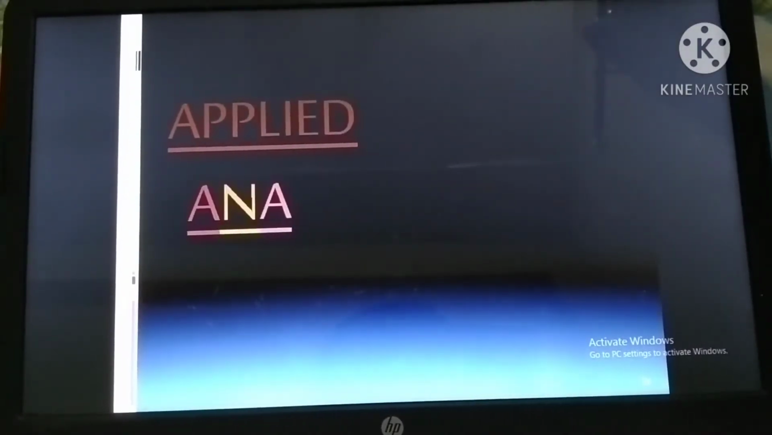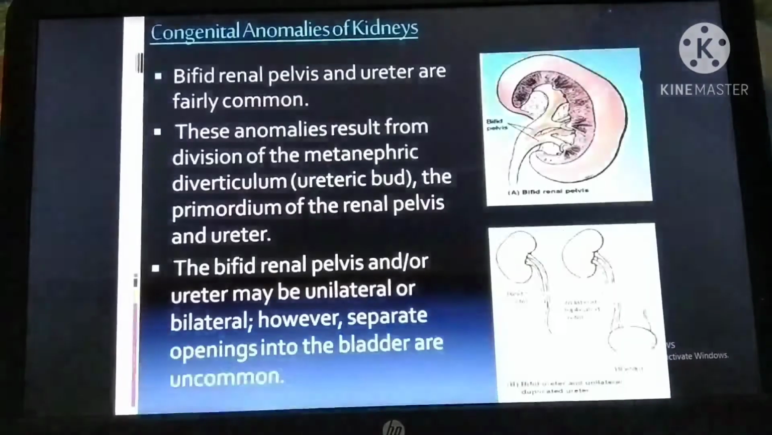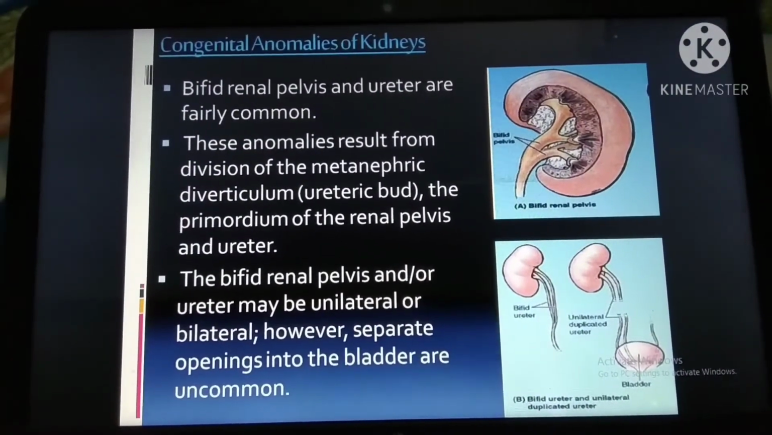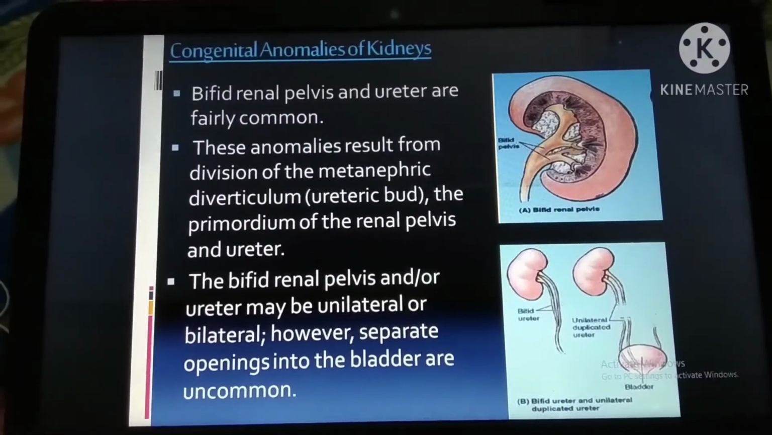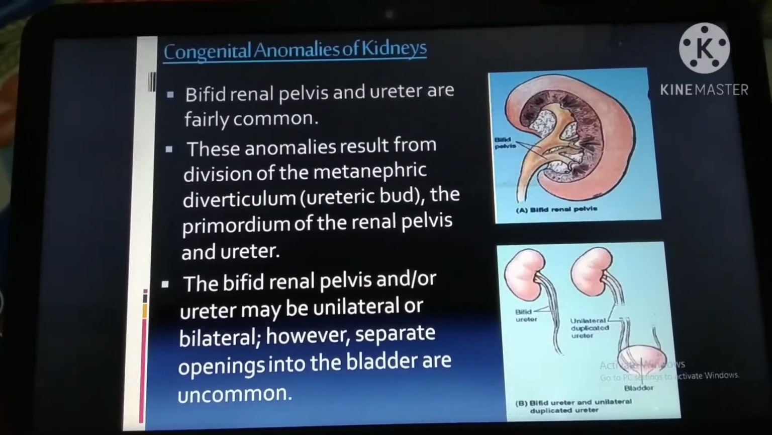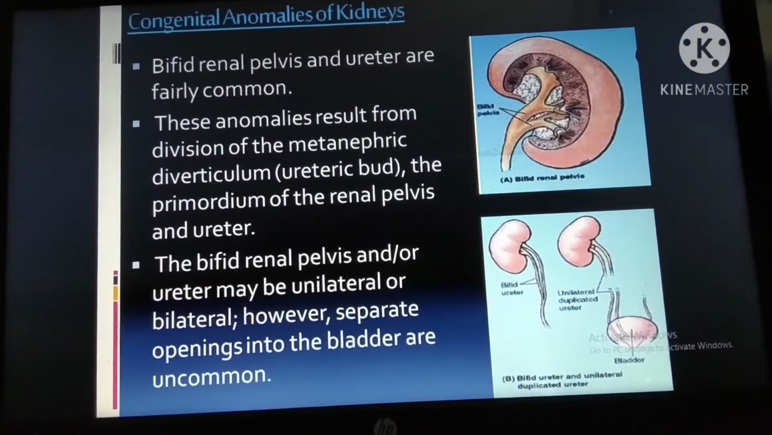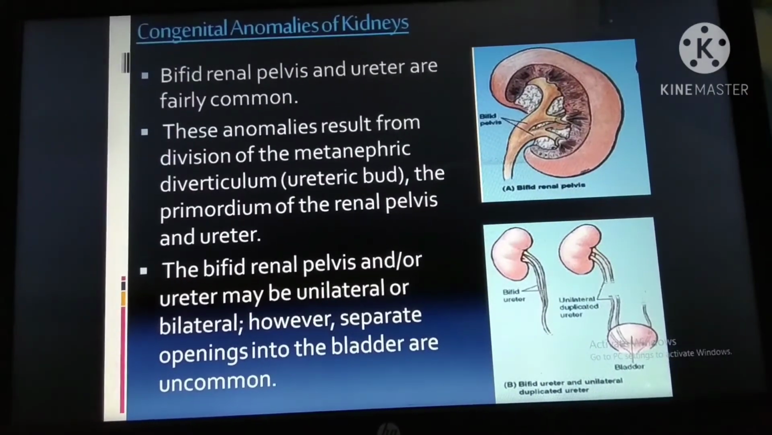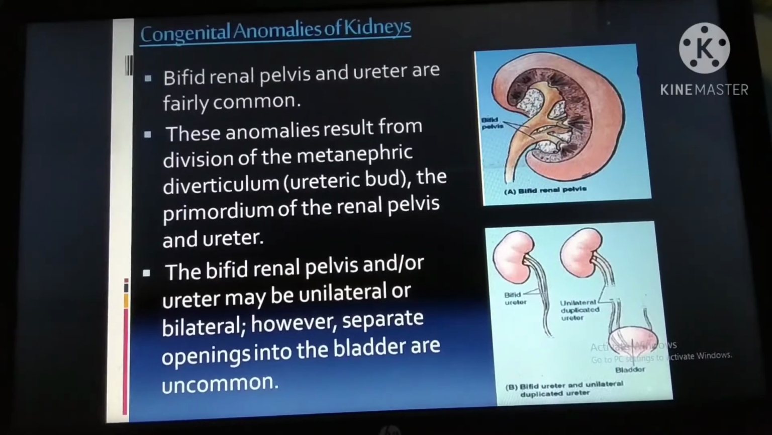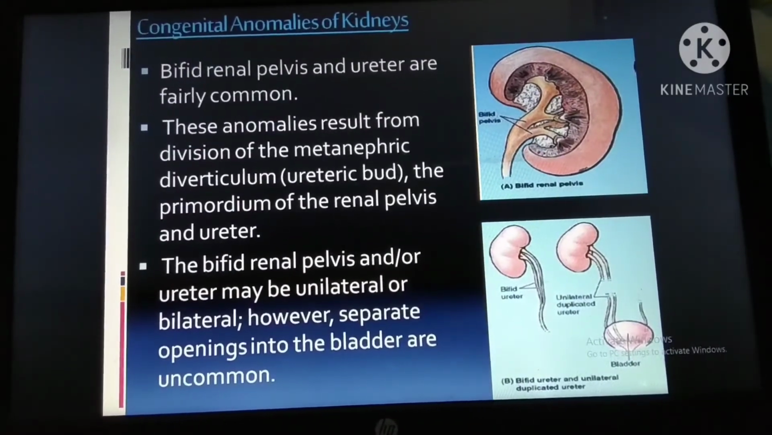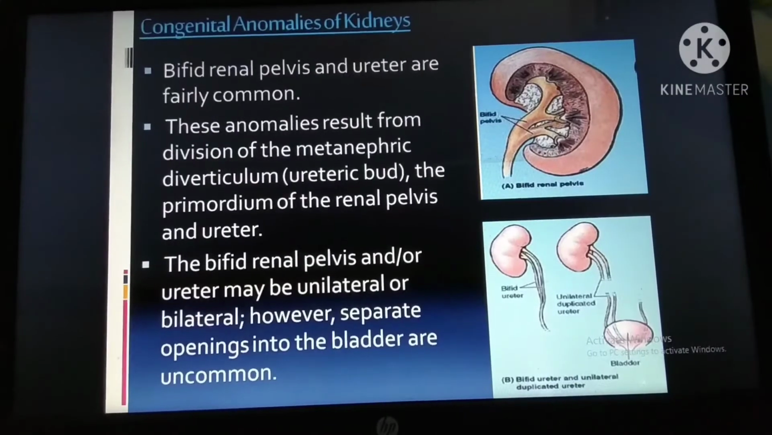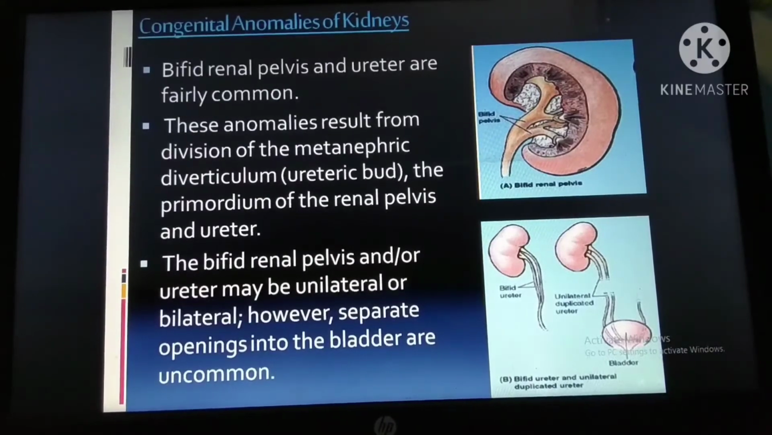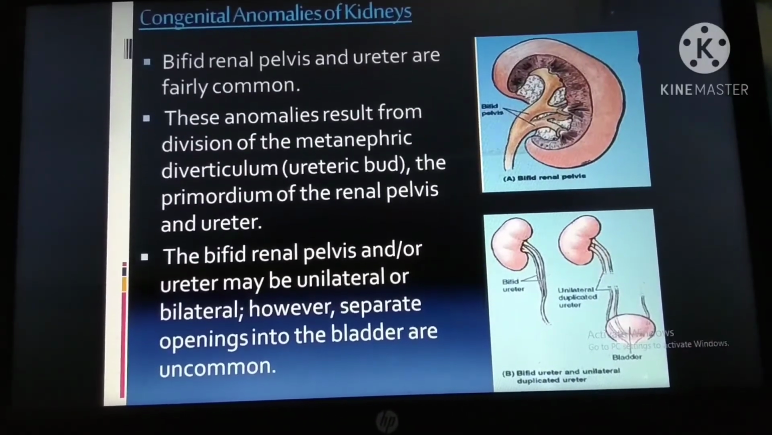Here is the applied anatomy. Congenital anomaly of the kidney. Normally we see a single renal pelvis, which is situated in the renal hilum, but there is some congenital anomaly where we see a bifid renal pelvis and ureter, which are fairly common. On the right side there is a diagram of a bifid pelvis. These anomalies result from division of the metanephric diverticulum, which we talk about in embryology. Bifid renal pelvis and ureter may be unilateral or bilateral. However, separate openings into the bladder are uncommon.